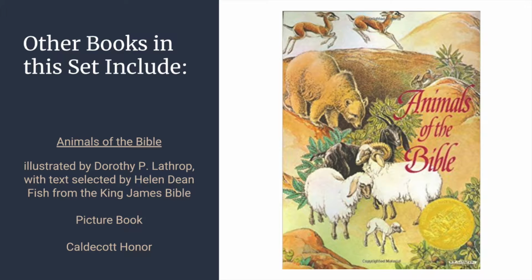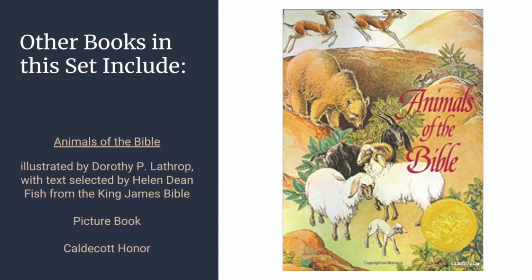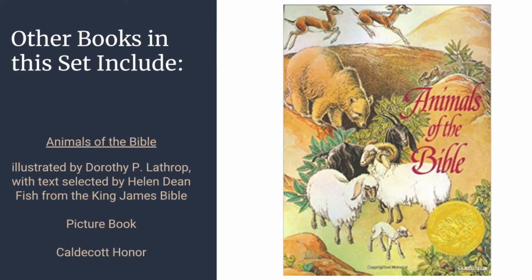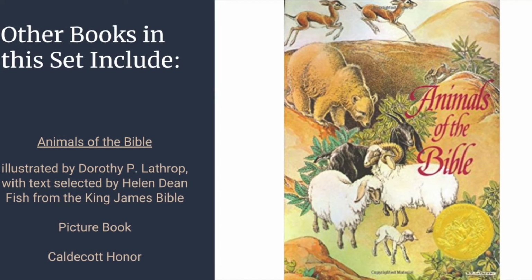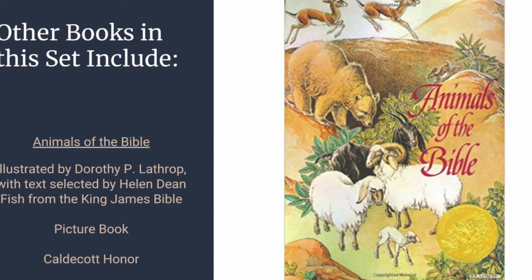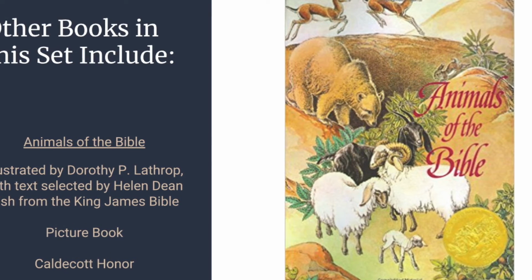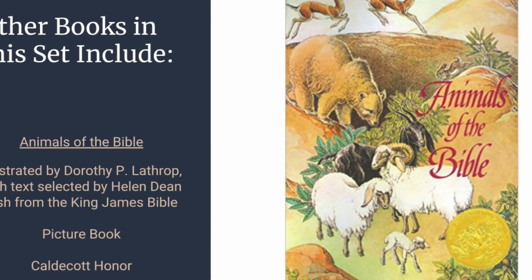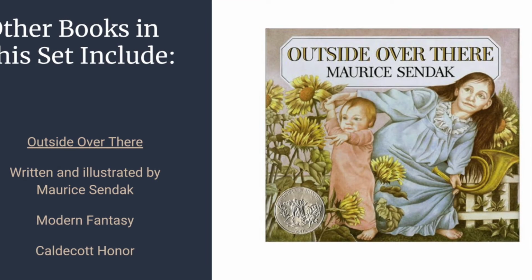One of the other books in this says Animals of the Bible, illustrated by Dorothy P. Lathrop, with text selected by Helen Dean Fish from the King James Bible. The Caldecott award-winning picture book holds the animals that were a part of the readings of the Old and New Testaments. Each animal has a story from the Bible that tells its significance, along with an illustration of the story that is being told.